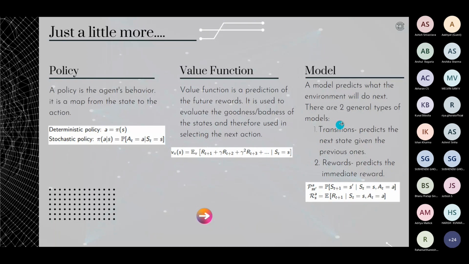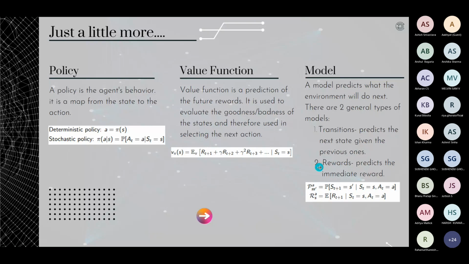Now there are two general types of models. One is the transitions. A transition basically predicts the next state given your previous ones. A transition is usually denoted by P with a subscript of S and S dash and a superscript of A, where S is the current state and S dash is the next state. It is basically the probability of what the next state will look like given the current state and the action that you take, that is S and A.